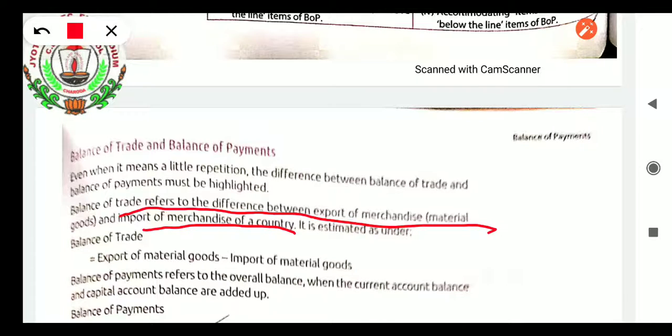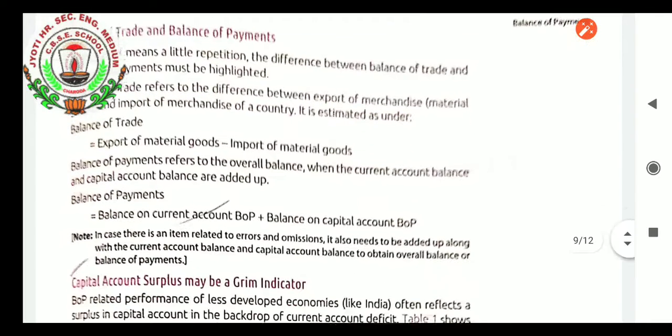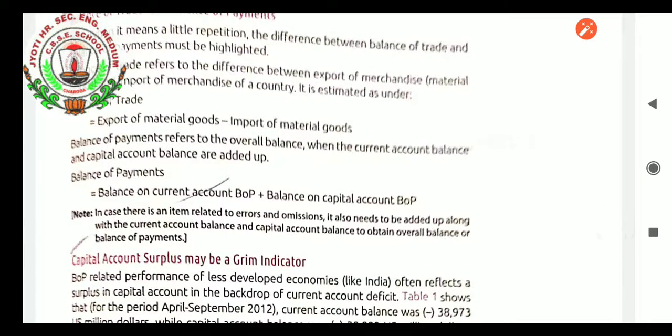It is estimated as under: balance of trade equals export of material goods minus import of material goods. If it comes positive, it is good, but if it comes negative, it is a loss for the country. Balance of payment refers to the overall balance when the current account balance and capital account balance are added up. Balance of payment equals balance of current account BOP plus balance of capital account BOP. So that is balance of payment. There are two different things, balance of trade and balance of payment.